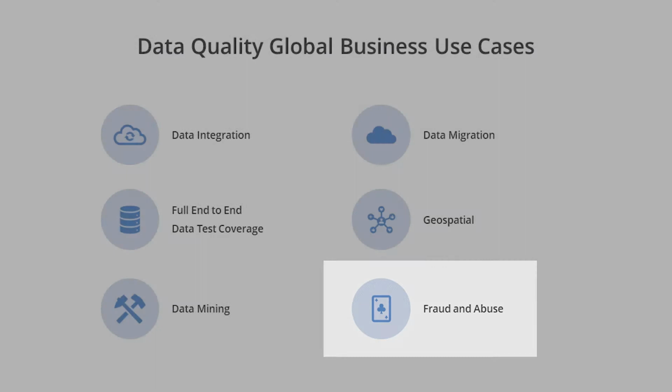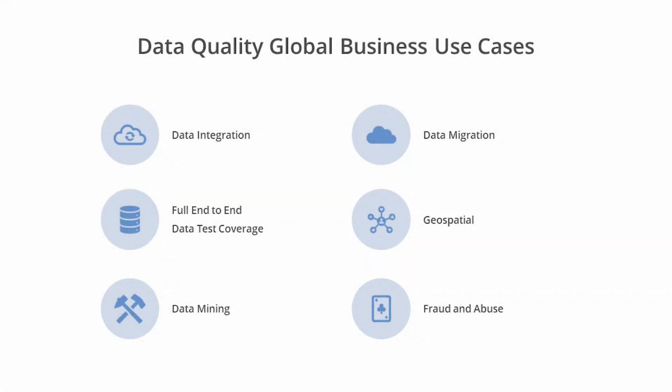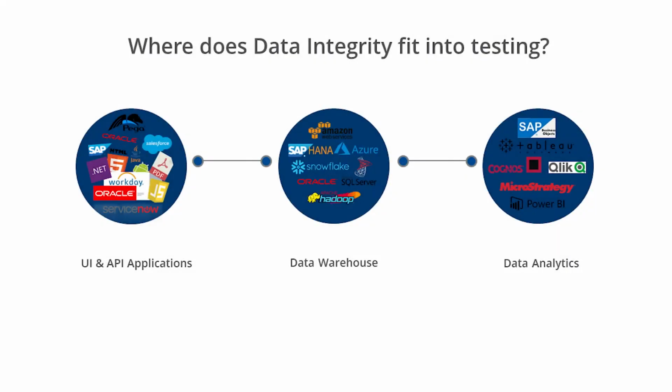Fraud and abuse, the ability to monitor and profile for outliers in the data. This is impossible to spot if we have bad data. To summarize, whatever the use case may be, if the data quality is bad, we cannot depend on the end results. So where does data integrity fit into testing?